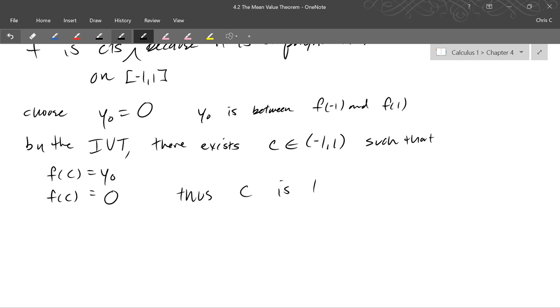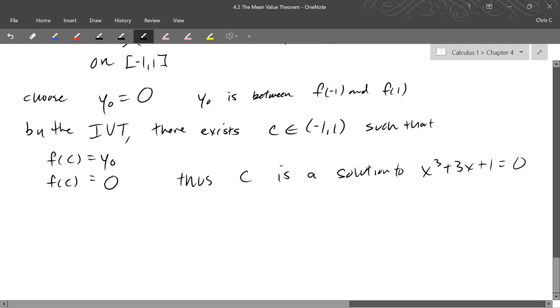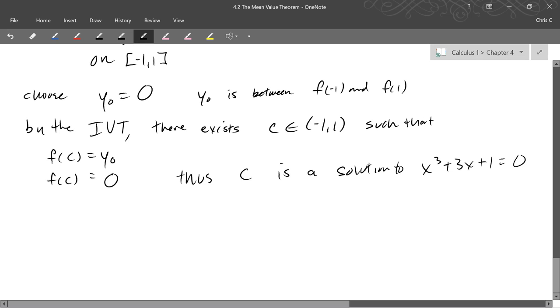At this point, c is a solution to x cubed plus 3x plus 1 equals 0. So we found one solution. So this is the end of part one. There is one solution. And we did this, either this exact problem or one almost just like it, back in the intermediate value theorem section.